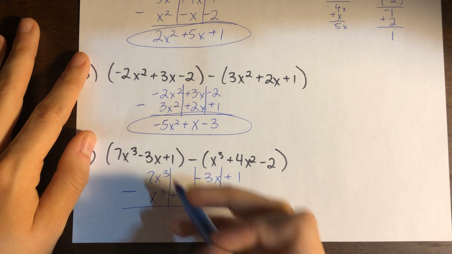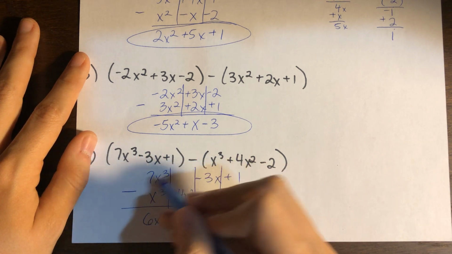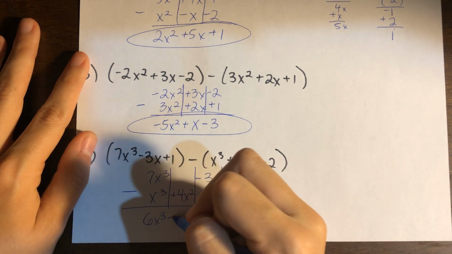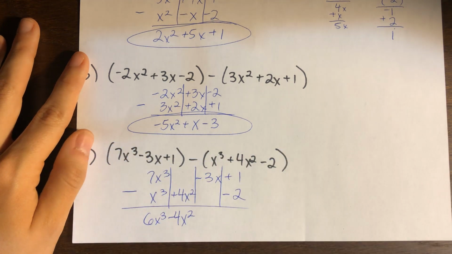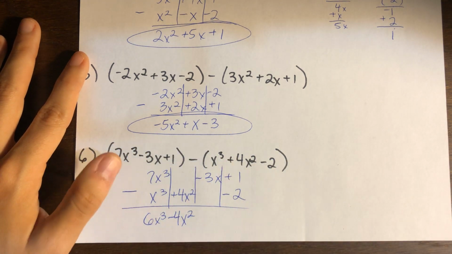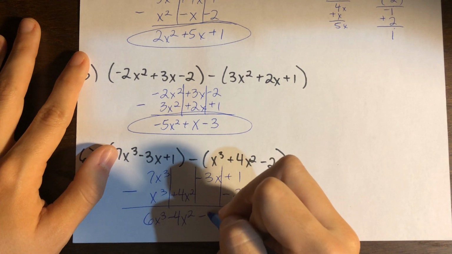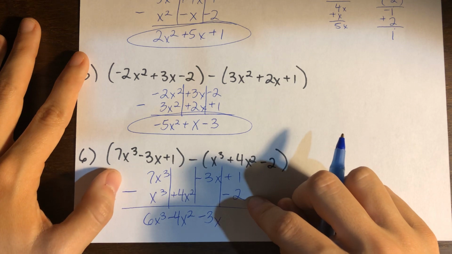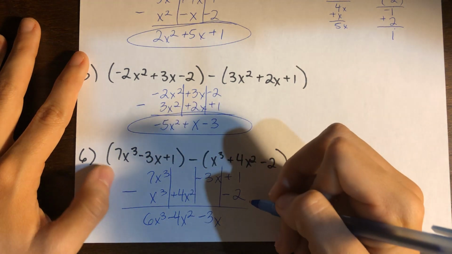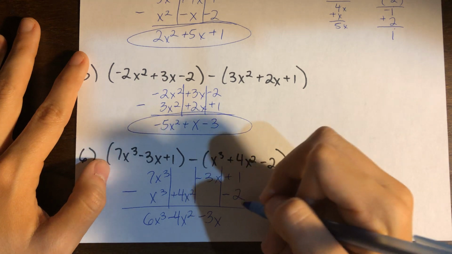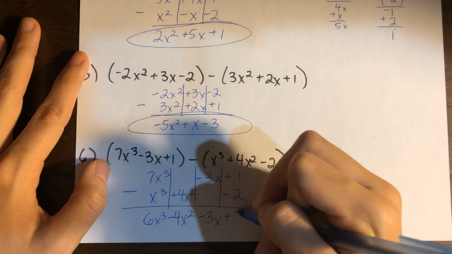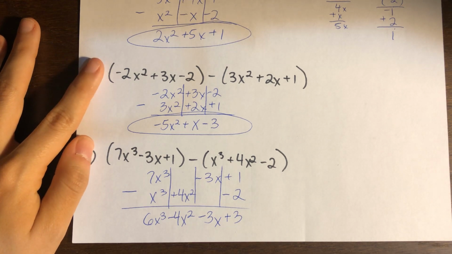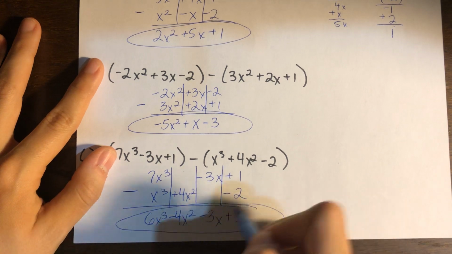7x cubed minus x cubed is 6x cubed. 0 minus negative 4x squared is positive 4x squared. Okay, and then negative 3x minus 0 essentially is negative 3x. And then 1 minus negative 2, okay. 1 minus the negative 2 is 1 plus 2, so that's a positive 3. So we have 6x cubed plus 4x squared minus 3x plus 3. Okay, just like that.